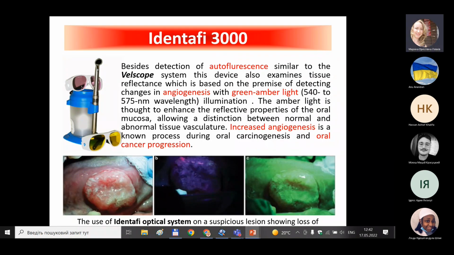Identafi 3000. Besides detection of autofluorescence similar to the Velscope system, this device also examines tissue reflectance, which is based on the premise of detecting changes in angiogenesis with green-amber light of 540 to 575 nanometers wavelength illumination. The amber light is sought to enhance the reflective properties of the oral mucosa, allowing a distinction between normal and abnormal tissue vasculature. Increased angiogenesis is a known process during oral carcinogenesis and oral cancer progression. And in these photos, you can see how the Identafi optical system is used on a suspicious lesion, showing loss of vasculature.